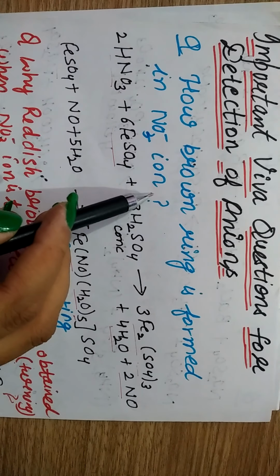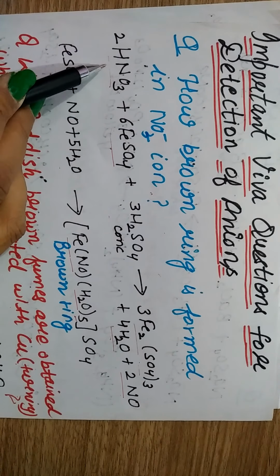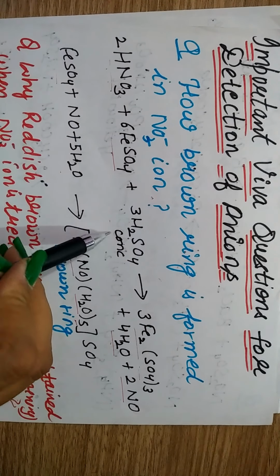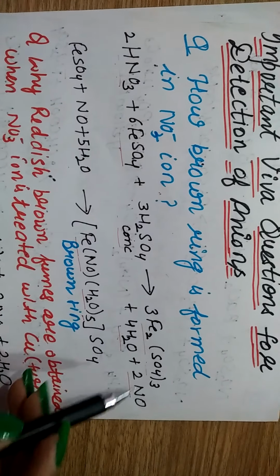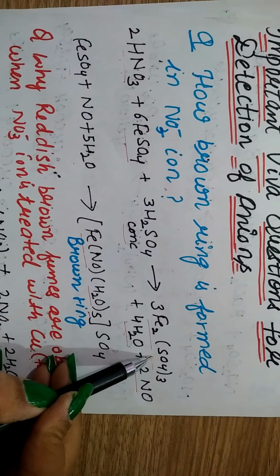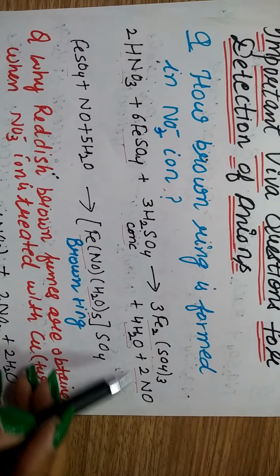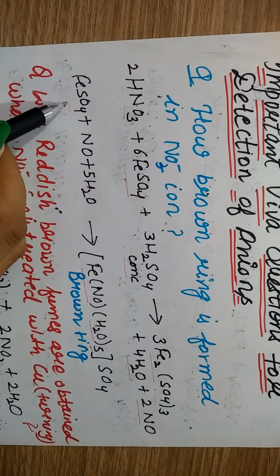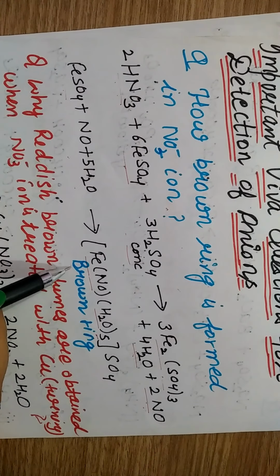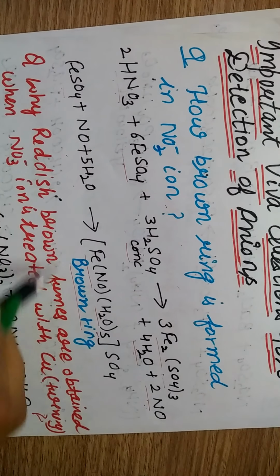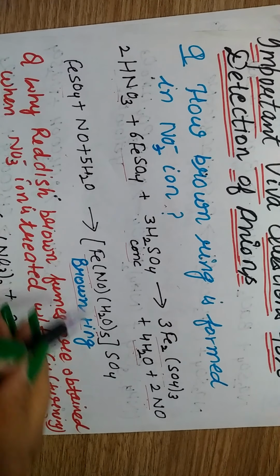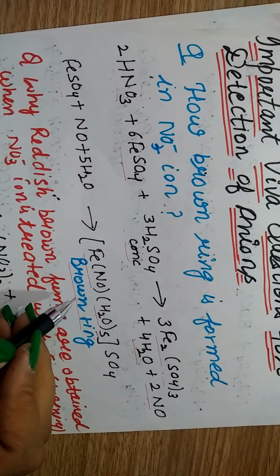For this, firstly we will take a compound having nitrate ion, which is nitric acid, then treat it with iron sulfate and concentrated sulfuric acid. It will first form iron sulfate, nitric oxide and water. This nitric oxide further reacts with iron sulfate and water to give us the brown ring of the compound whose name is penta-aqua nitrosyl iron sulfate. This is the brown ring which is formed at the junction of two layers.